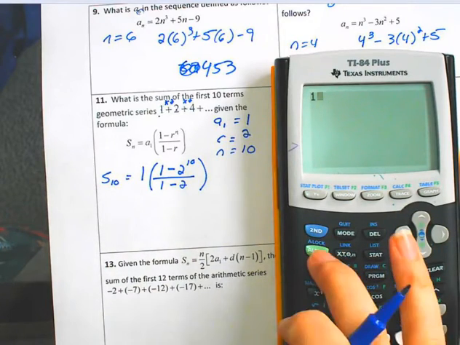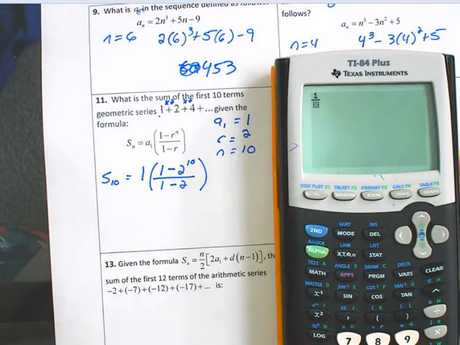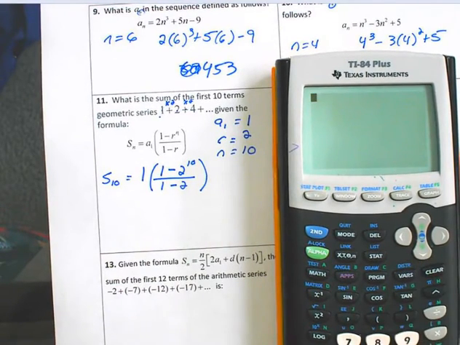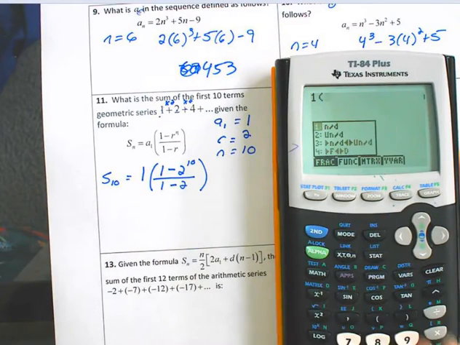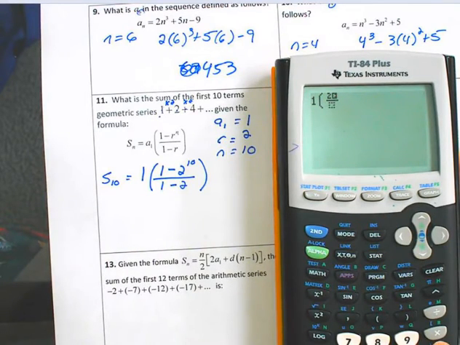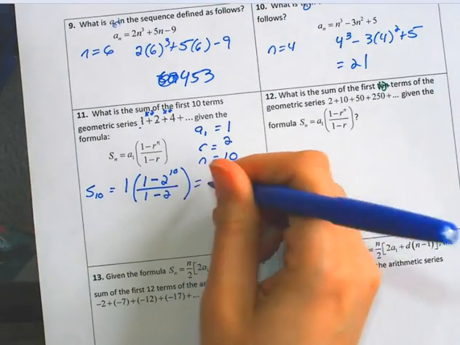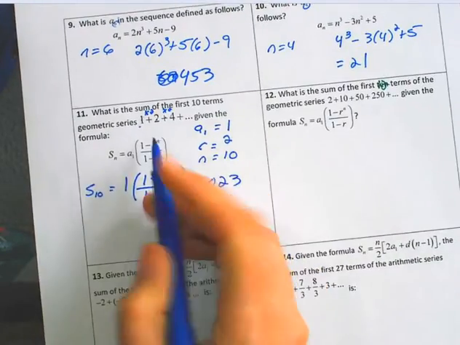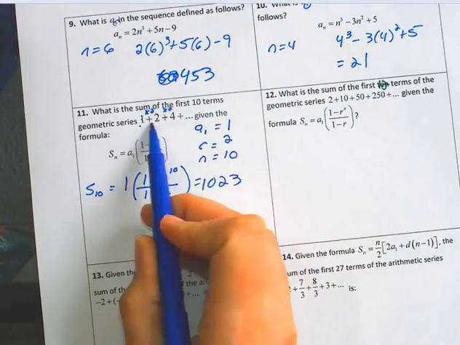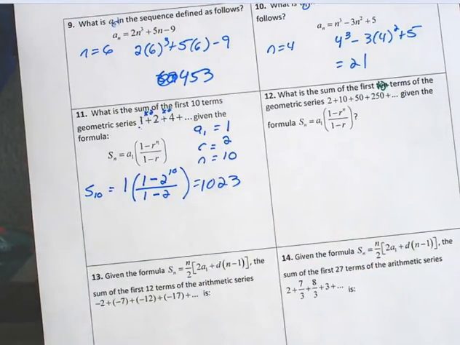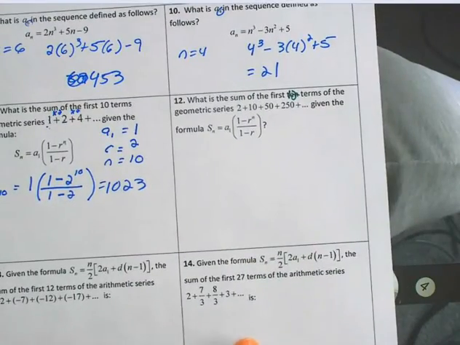So I have 1 times parentheses 1 minus 2 to the power of 10 over 1 minus 2. Arrow over, close my parentheses, and enter. 1023. So the sum of the first 10 terms in this geometric series is 1023. Okay, let's look at the next one.